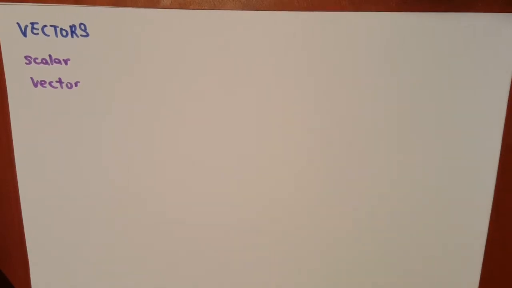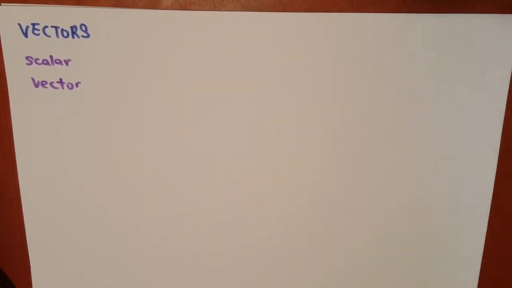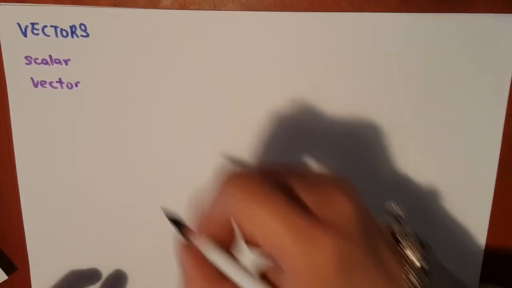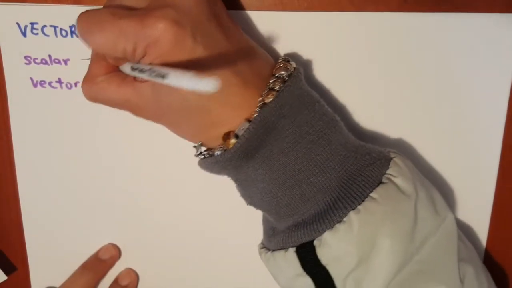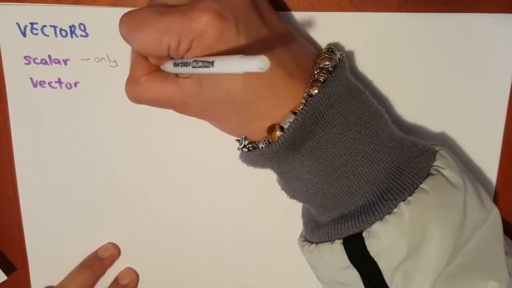So this chapter is about vectors, and in order for us to understand vectors, we have to understand the difference between a scalar and a vector. So what does scalar mean? A scalar quantity only consists of magnitude. So what does this mean?